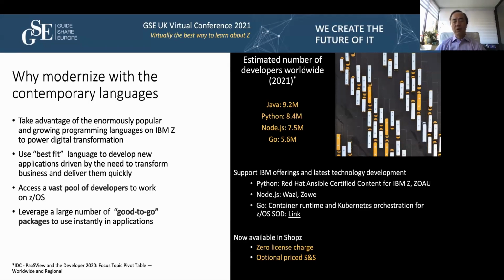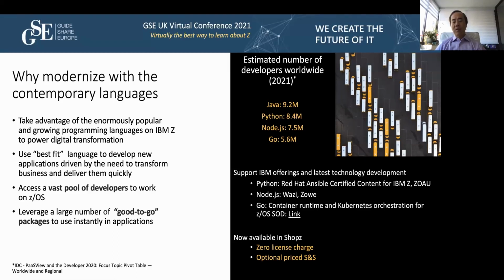This is really why we want to make sure that we're always up to date with the community, so that we can also leverage the good technology that we enable on the platform. So all these products are available in Shop Z, and they don't have any license charges. But if you want service and the ability to report defects, you can actually purchase SNS, but that's optional.